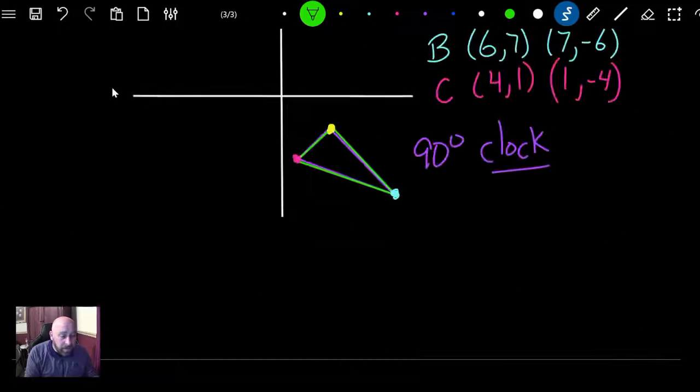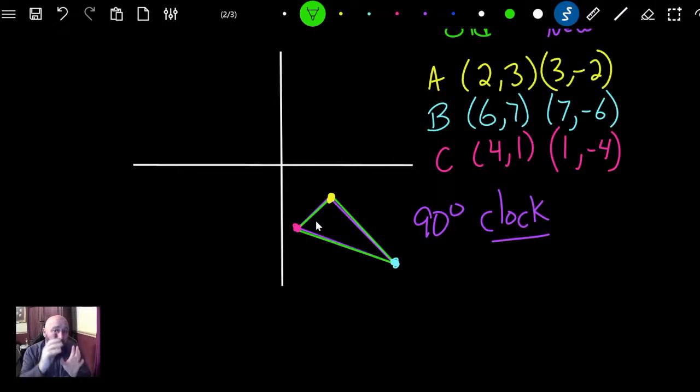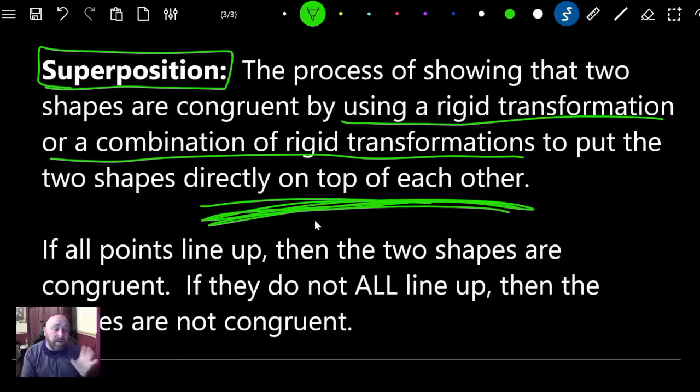Notice what I did up here, right? When I rotated this shape, the green one landed right on top of the purple one. They laid right on top of each other. Okay? What does that mean when that happens? That means that they are now in what's called superposition. Okay?